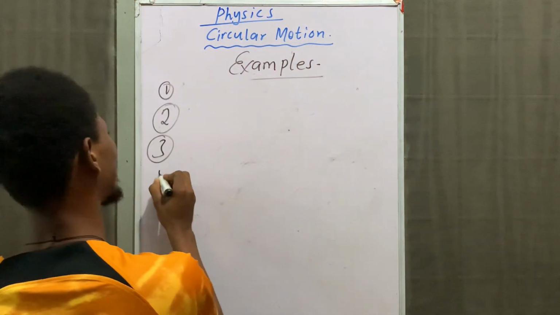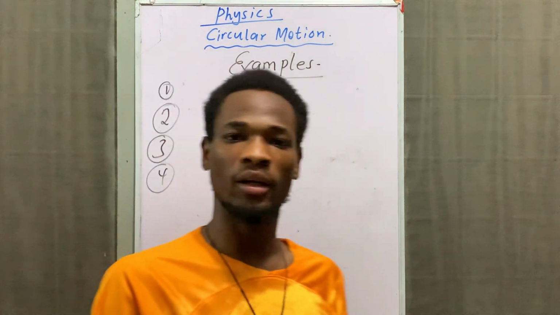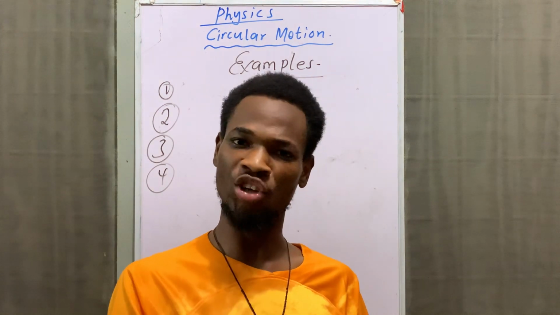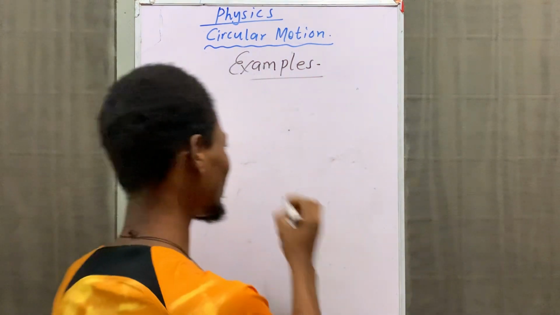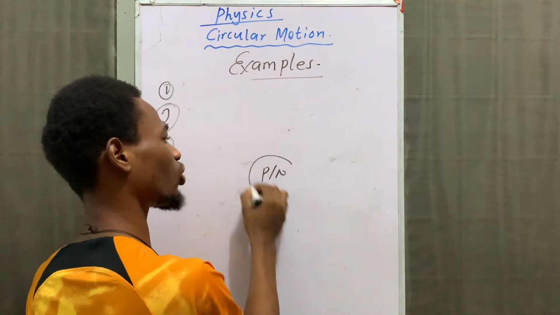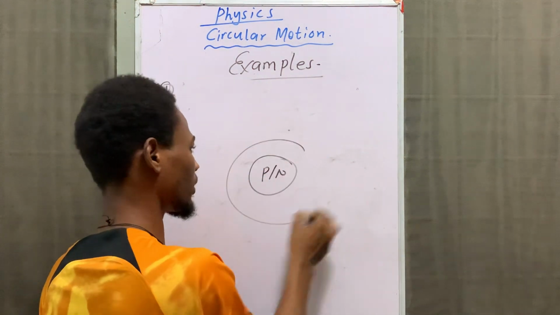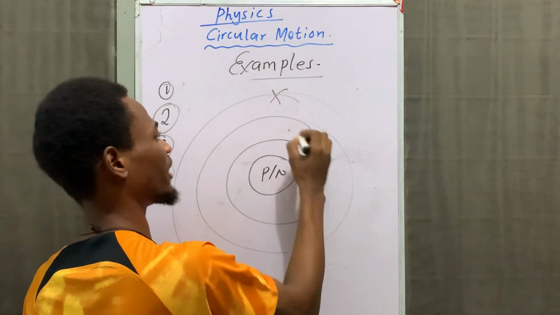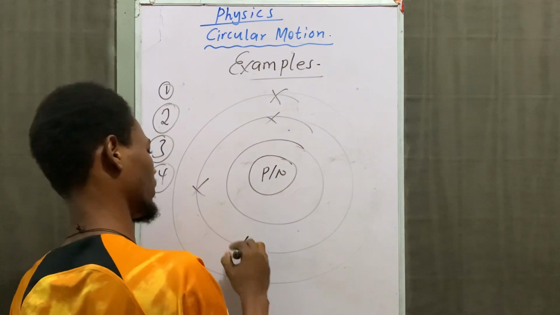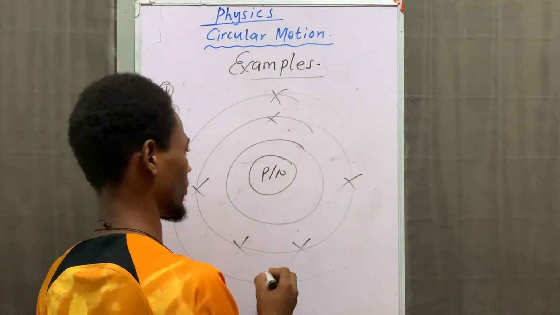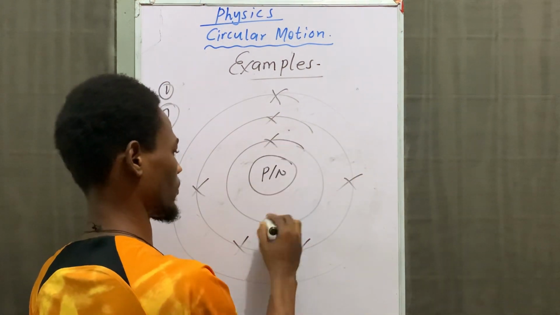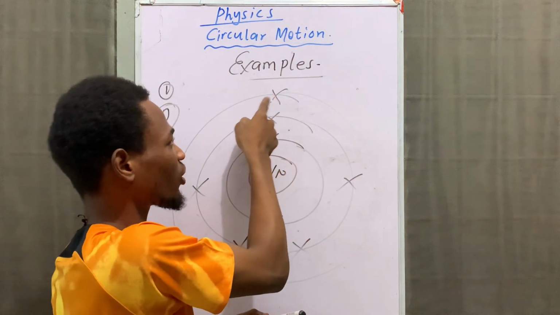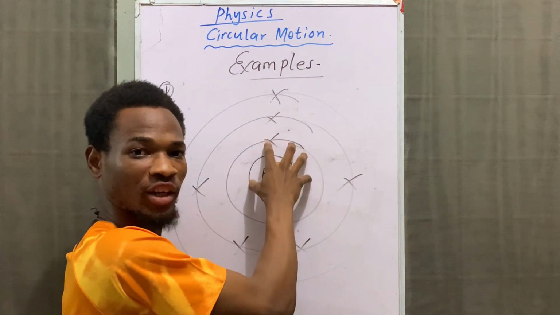Let's consider the fourth one. Let's say the motion of electrons around the nucleus of an atom. So you have your protons and your neutrons in the nucleus of the atom. Then you have your shells over here. These are the electrons. You realize that the electrons revolve around the positive region or the nucleus.